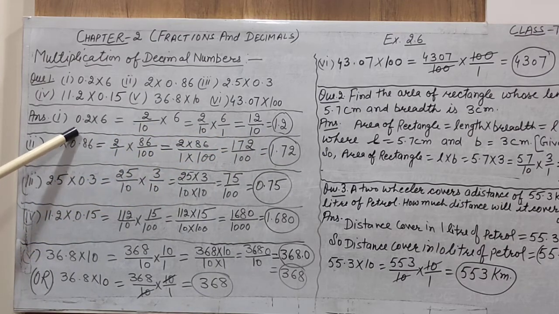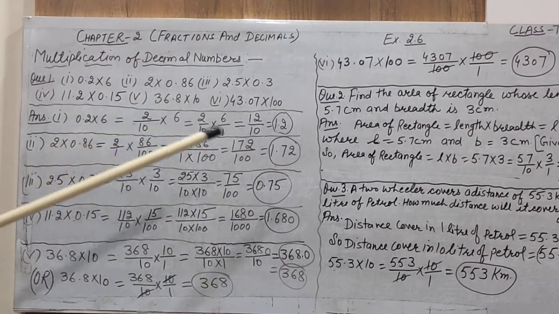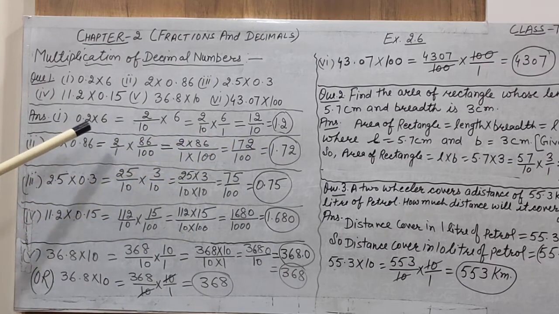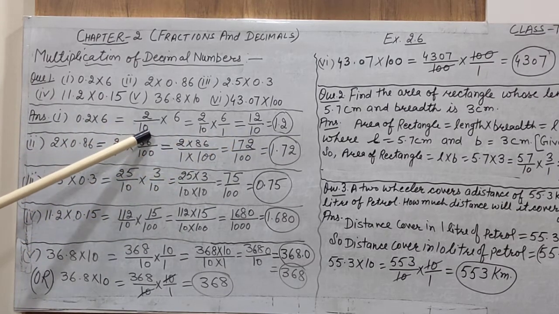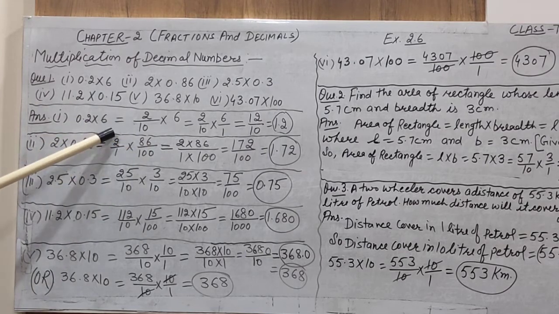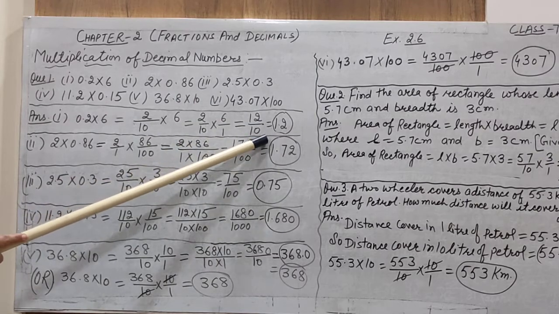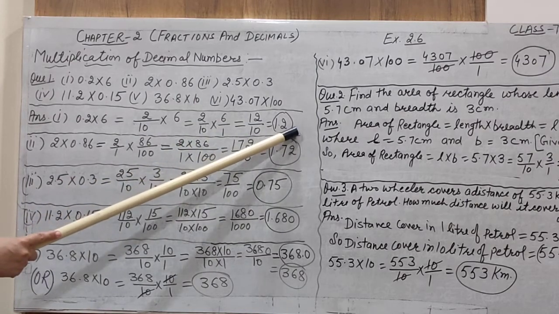So when we multiply 0.2 with 6, the result is 1.2. So what is the process we have to use? You have to change first of all into fractional form. Both the numbers must be changed into fractional form. Then multiply, and the result is again converted into decimal form.